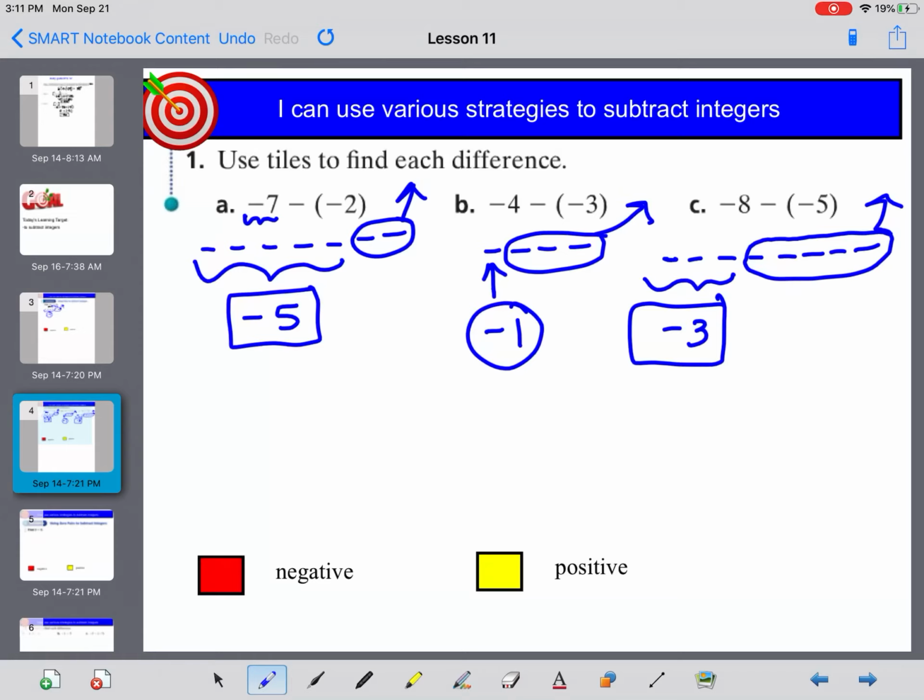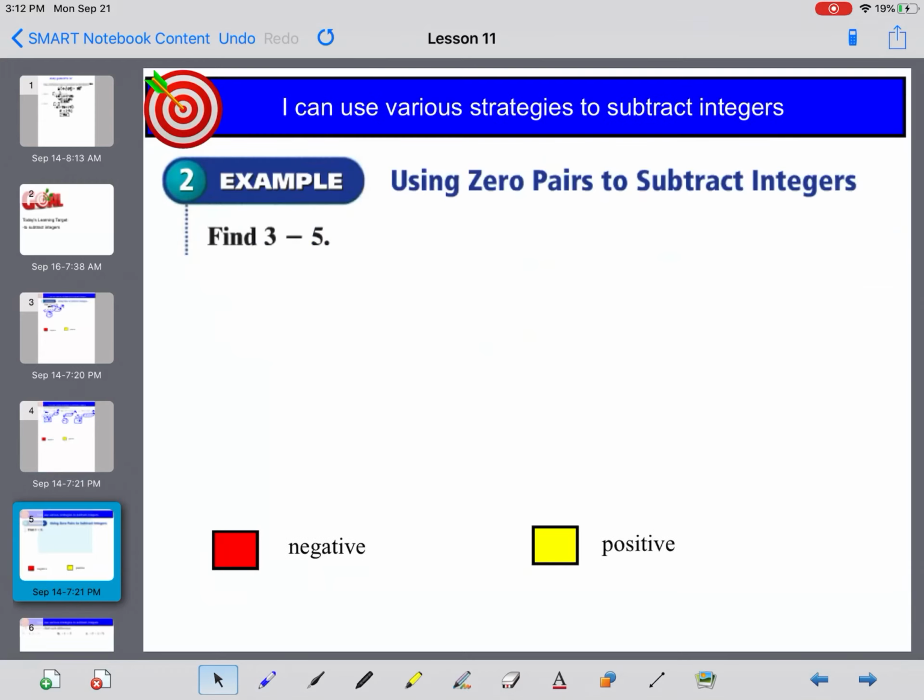How could I do that without tiles? B, negative 4 minus negative 3 is negative 1. Again, think, is there a pattern here? Is it similar in some way to A? Letter C, negative 8 minus negative 5. Is there a pattern there that I also see in problem B and in problem A? All right, let's give this one a try.